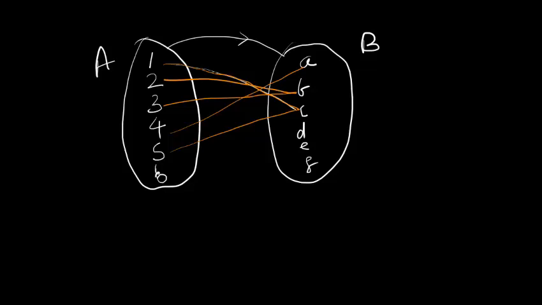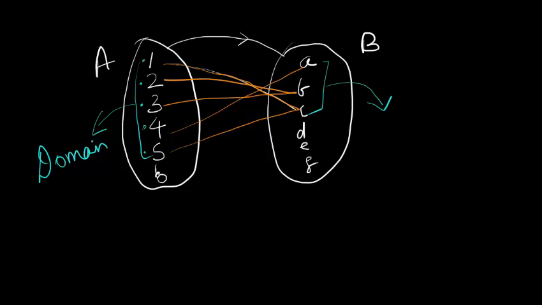So in this case, the elements which are connected are my domain, and the elements in the second set which are connected are my range. And the entire set B will be called my codomain. You're understanding? And the 6 is left out. There's nothing that we do with 6. It's just left out there. So we now have a clear understanding of what a domain is, what a range is, and what my codomain is. Got it?